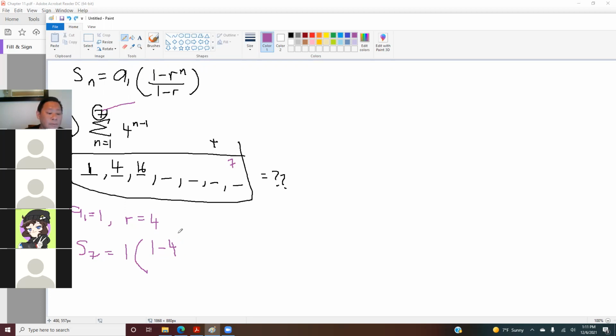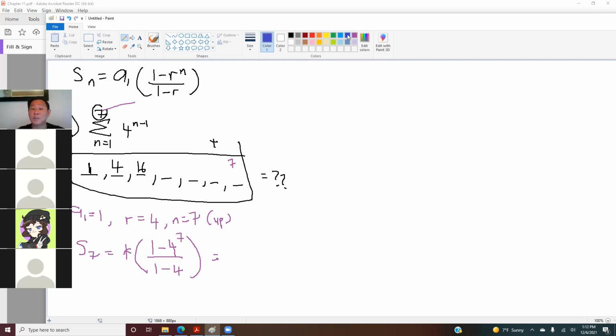Your n is 7, sorry. R is 4, n is 7, over 1 minus R, 1 minus 4. So you just plug this in, and the sum here is where n is 7 in this case. Then take out your calculator and figure this one out. Again, you do not need to do 1 times because 1 times is the same thing. So you just take 1 minus 4 to the 7 over 1 minus 4.